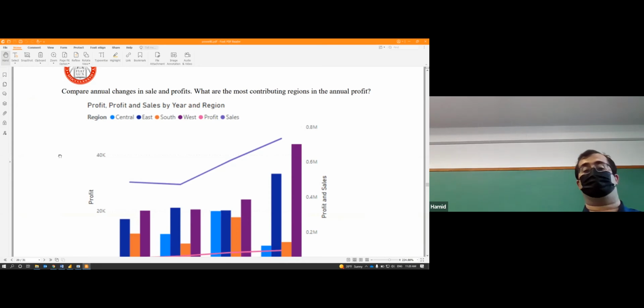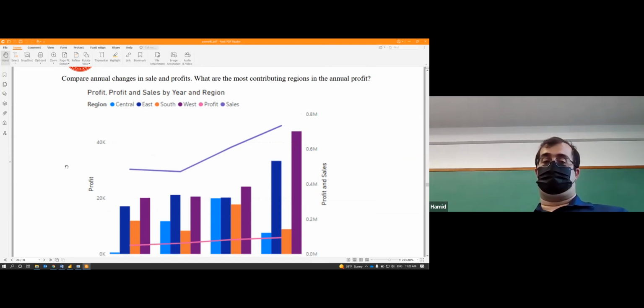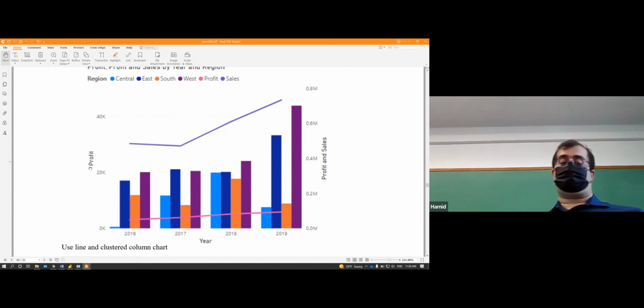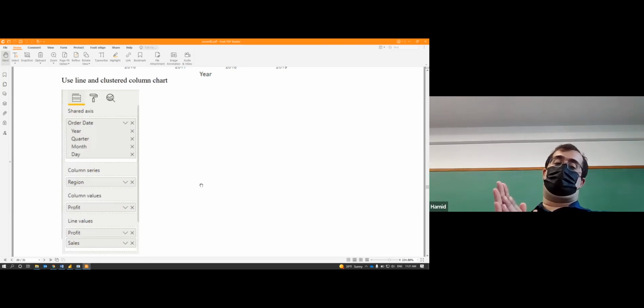The next challenge: compare annual changes in sales and profit. What are the most contributing regions in annual profit? So we are looking at the annual profit, and also we want to look at the performance of each region. So this figure that you're looking at here is a clustered column chart and line chart, so it has both of them. As you see, my axis is the date, column series is region, column values is profit, and line values are profit and sale.